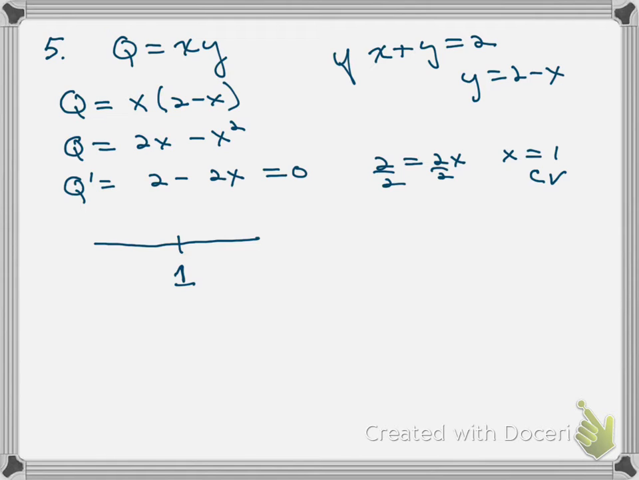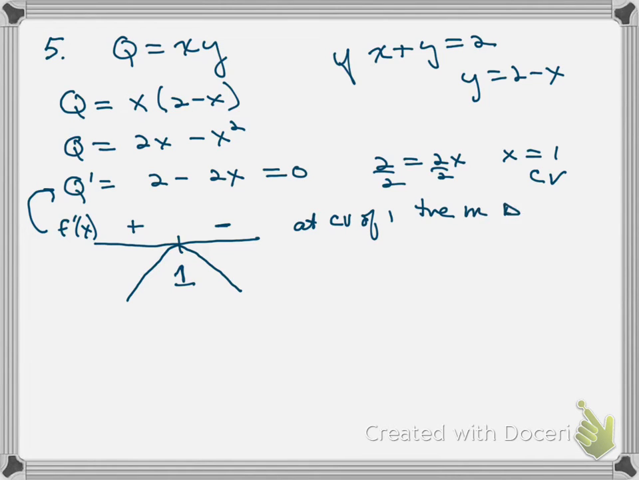So what if I plugged in a 0? What would my slope be? I'm going to check my slope over here. My slope with a 0 is going to be 2 minus 0, which is 2, a positive. What if I put in a number greater than 1, like a 2? That's going to make this 2 minus 2 times 2, which is 4, which is going to be a negative. So that means the x of 1 gives me a max. At the critical value of 1, the slope changes from positive to negative, which yields a max.